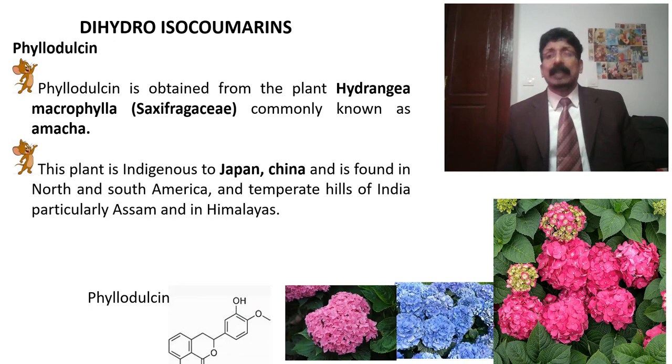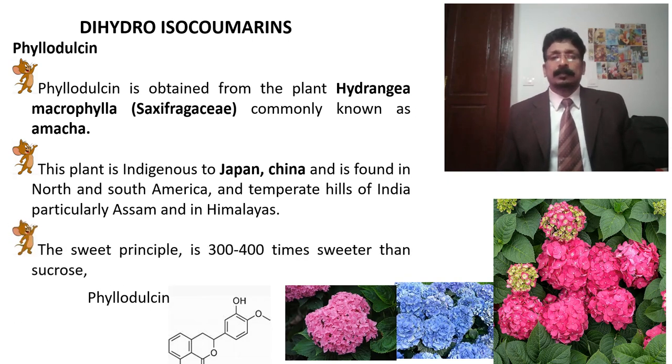The plant is indigenous to Japan and China and is found in North and South America and temperate hills of India, particularly Assam and in the Himalayas. The sweet principle is 300 to 400 times sweeter than sucrose. This is an example of a classification that comes under dihydroisocoumarins.